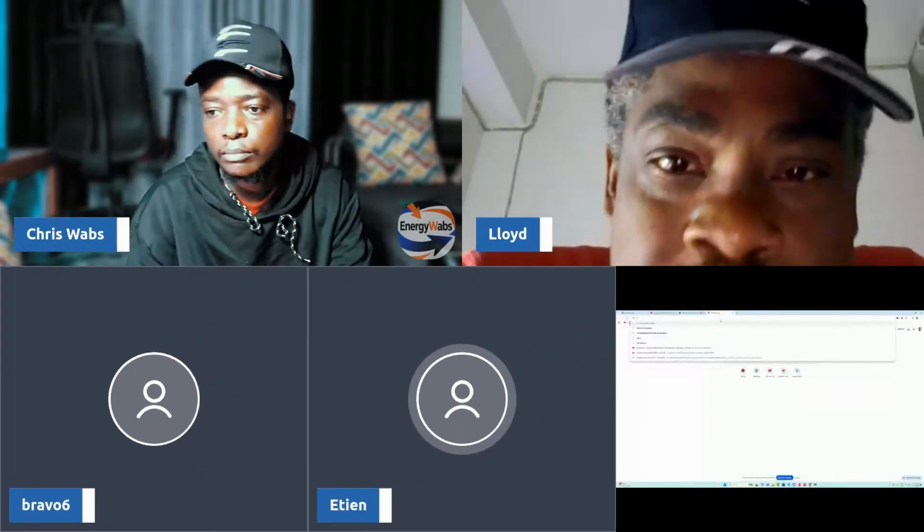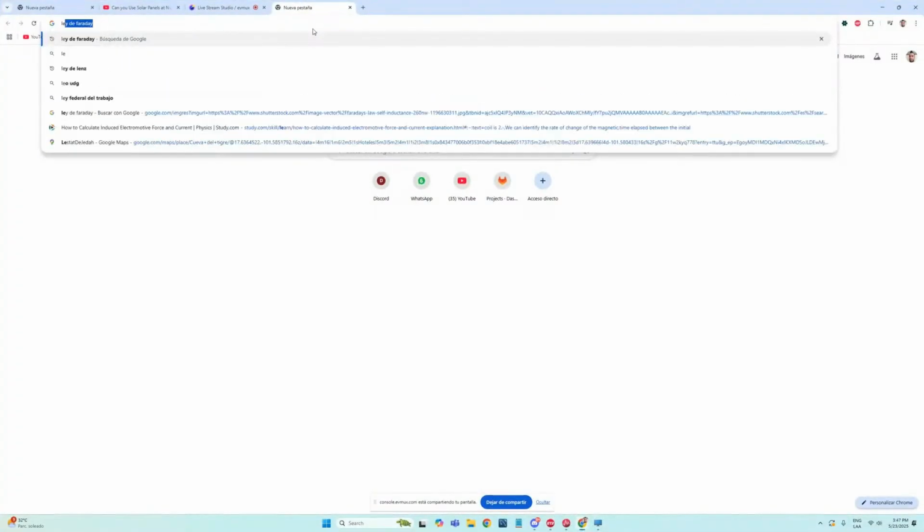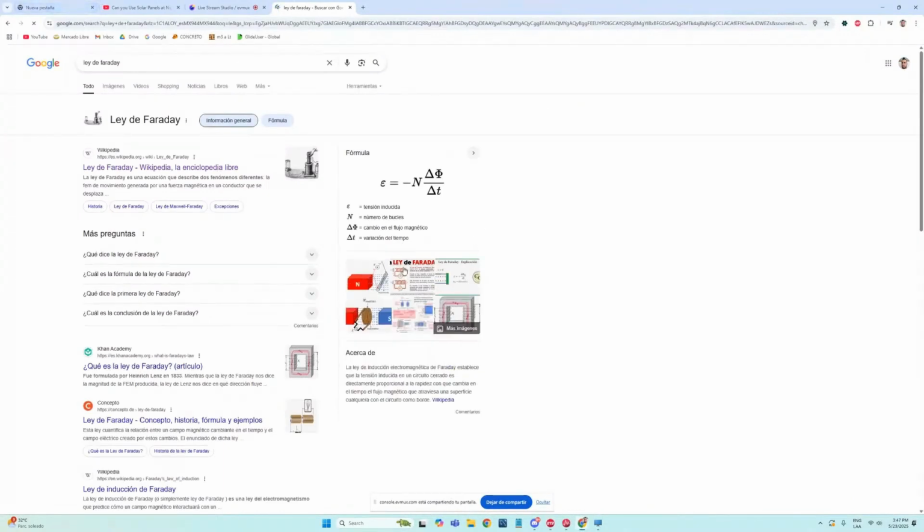The first thing that we need to check is Faraday's law. Are you guys familiar with it? Yes. Okay. So it talks about the voltage that will be induced by a magnetic field that is changing in time. Right, this is what this is saying.